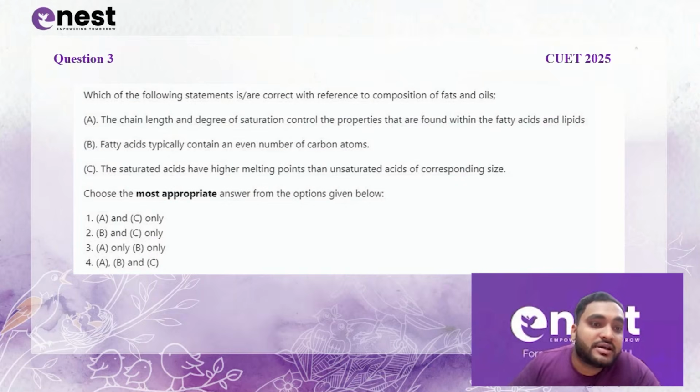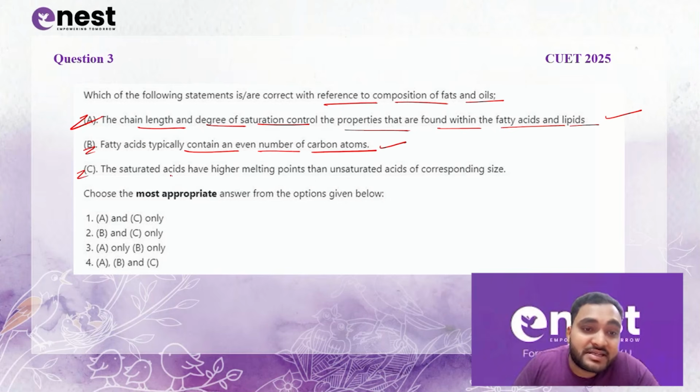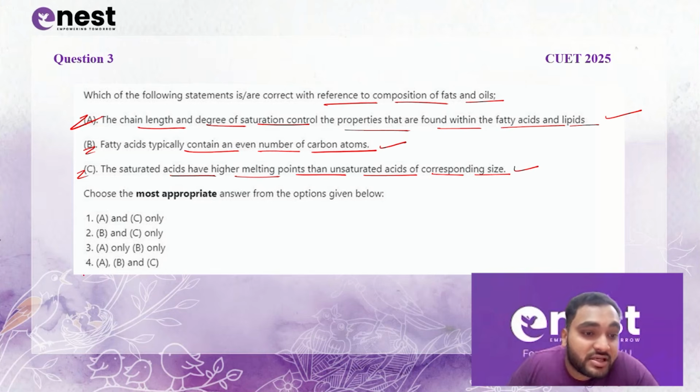Next question, if we go on, is which of the following statements are correct with reference to composition of fats and oils? First option is the chain length and the degree of saturation control the properties that are found within the fatty acids and lipids. Yes, this is right. Fatty acids typically contain an even number of carbon atoms. Yes, this is also right. The saturated acids have higher melting points than unsaturated acids of corresponding size. Yes, this is also right. So all A, B and C are right. So the fourth is the right option for this question.